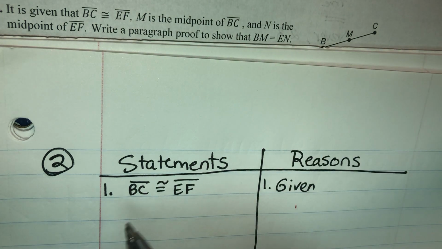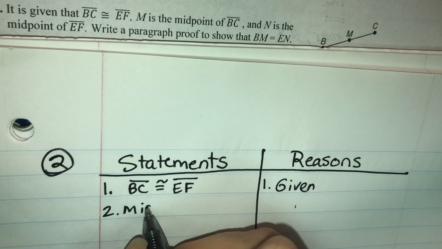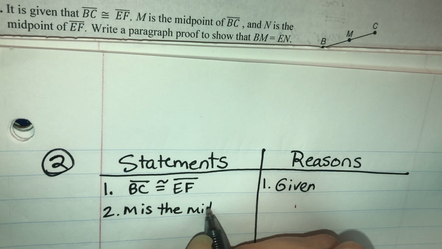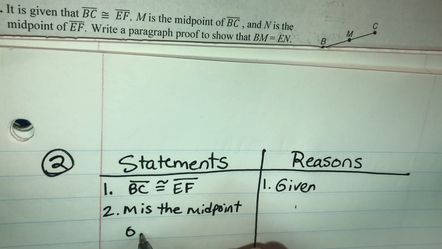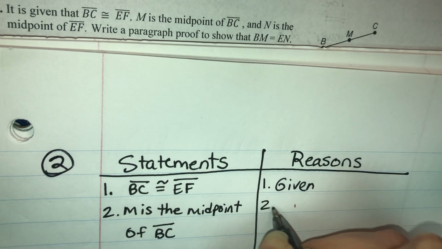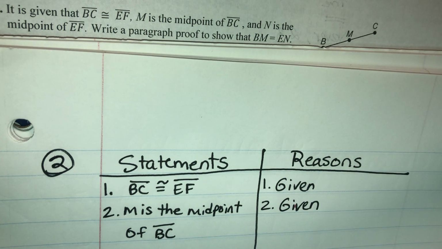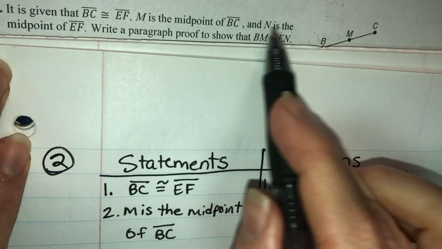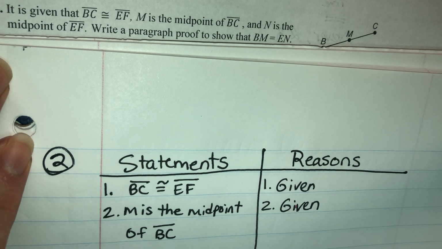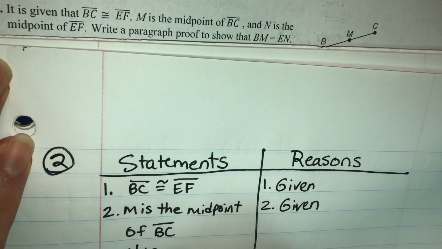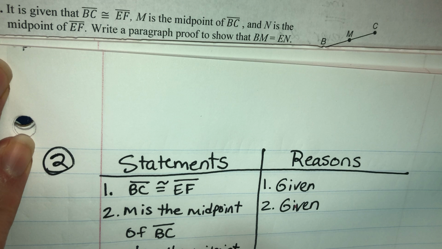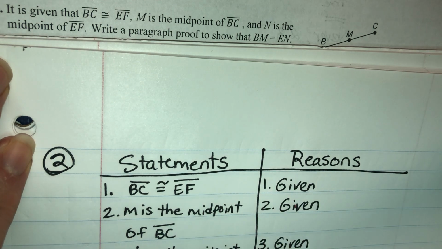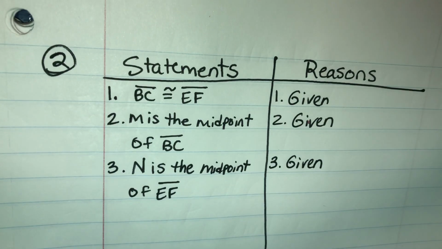M is the midpoint of segment BC. So number 2, M is the midpoint of segment BC. And that is also a given statement. And then we have one more given statement. So there's 3 things that are given in the problem. The third thing is that N is the midpoint of segment EF. So I have 3 given statements in the problem that I can start with, okay?